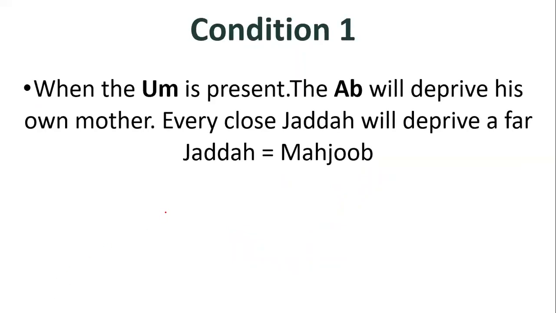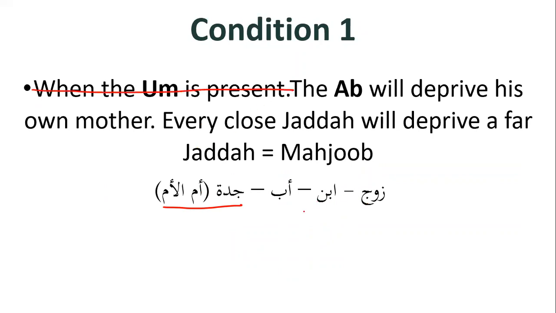Another example for condition number 1. Condition 1 reads, when the Umm is present, the ab will deprive his own mother, and every close Jaddah will deprive a far Jaddah. So now in this example, we can see Zawj, Ibn, Ab, and Jaddah. So we're discussing what will the Jaddah get over here. Is the Umm present? No, the Umm is not present, so we can rule out this clause over here. There's no Umm so we can rule out that clause. However, the next clause says the ab will deprive his own mother, which means over here we have an ab and over here we have a Jaddah. Is this Jaddah, like we discussed earlier, is this Jaddah Ummul Um or Ummul Ab? We can see that this Jaddah here is Ummul Ab.